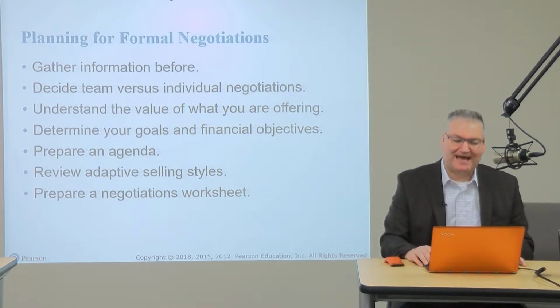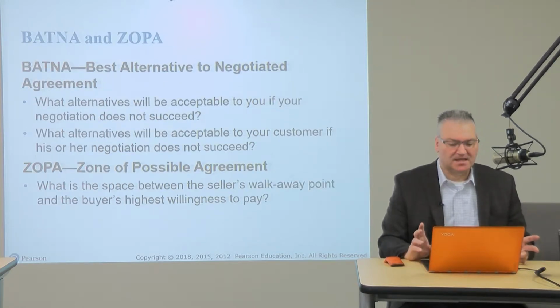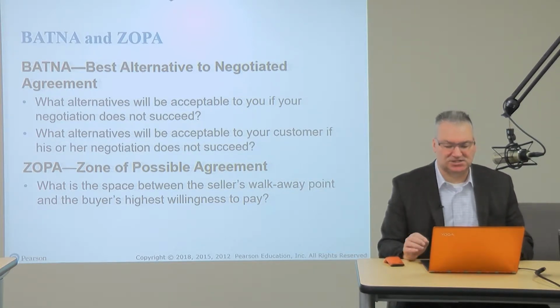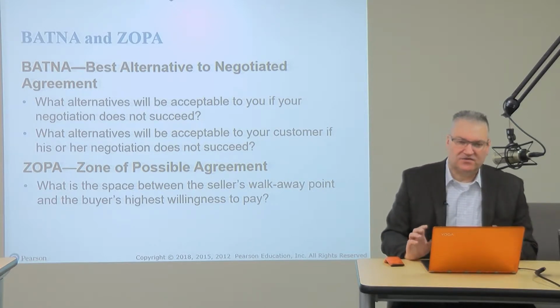So let's talk about a BATNA, because a lot of people have never heard of a BATNA. BATNA is the best alternative to a negotiated agreement. So what alternatives will be acceptable to you if your negotiation does not succeed? What alternatives will be acceptable to your customer if his or her negotiation does not succeed? So if the customer doesn't get the deal they want with you, what is out there that they could go to instead? That's the BATNA.